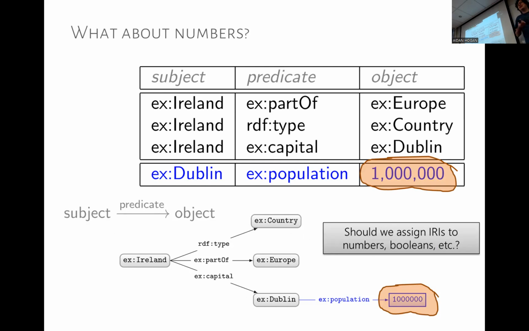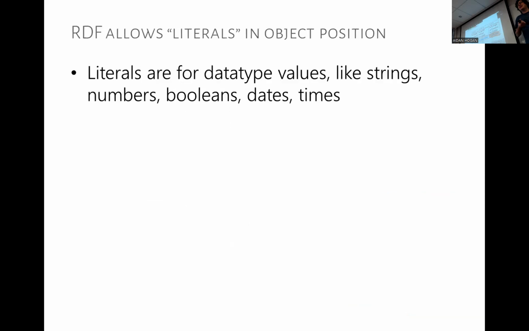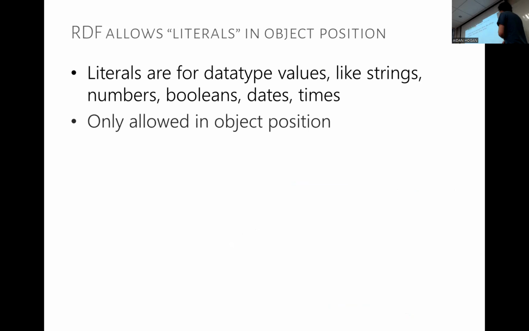It's a numeric value, it's somehow standard, and machines can use it to order, to apply operations like subtract, or extract the day from the date, these sorts of operations. So RDF allows literals in object positions. Literals are for data type values like strings or numbers or booleans or dates or times, these sorts of things that machines or software can parse and manipulate and order and do various operations with.